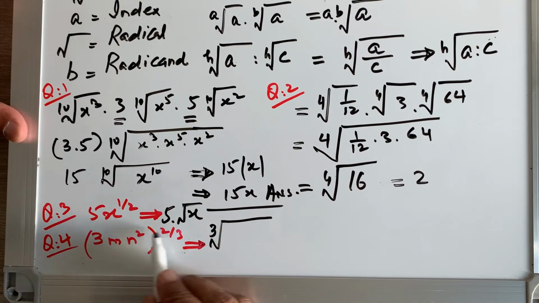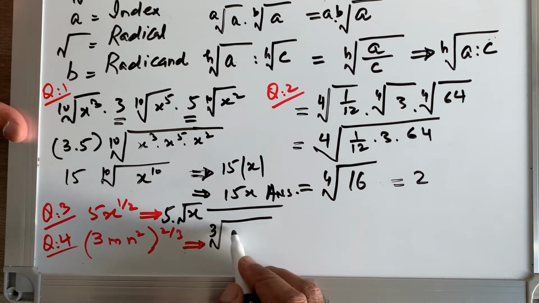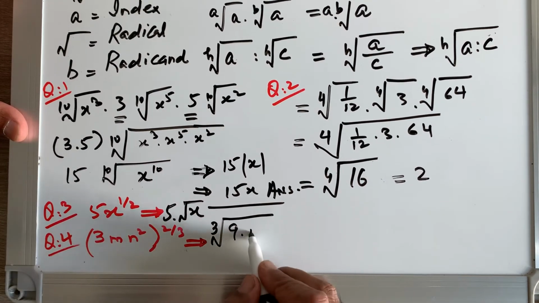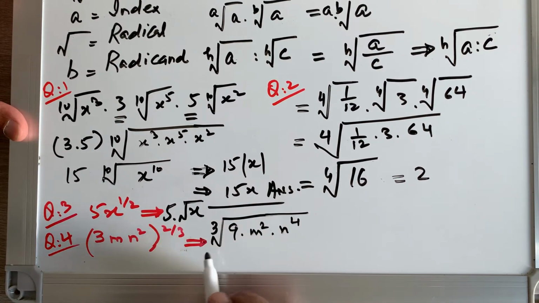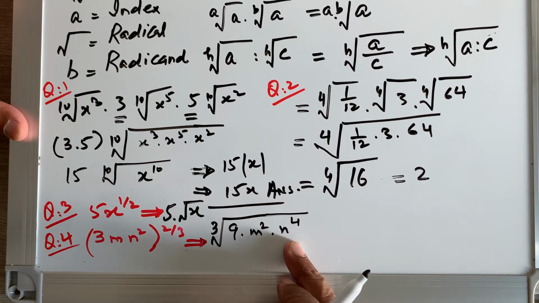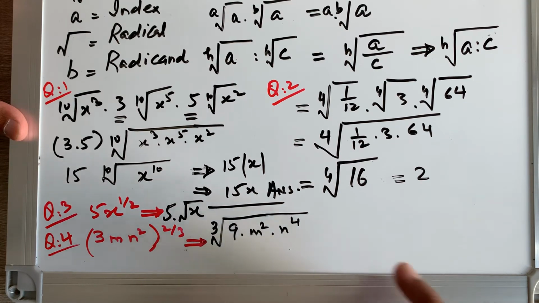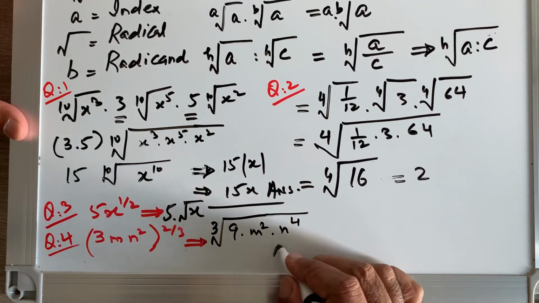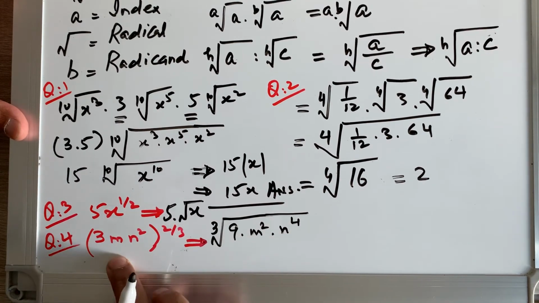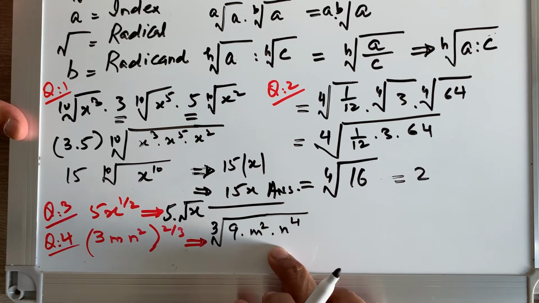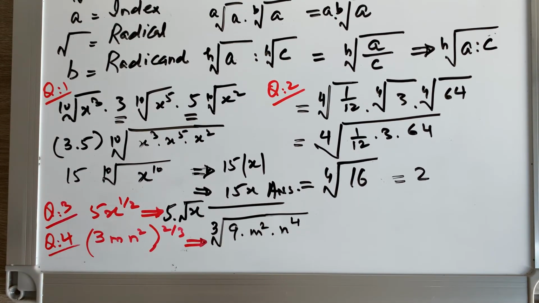The rest, the square, is squaring everything here. 3 squared is 9, m square is m square, and n square squared is n power 4. So this is the cube root of 9m square n power 4. No need to solve it further, because we just need to know how to express this in radical terms. It was exponent form and we write it into radical form. So this is one small example.